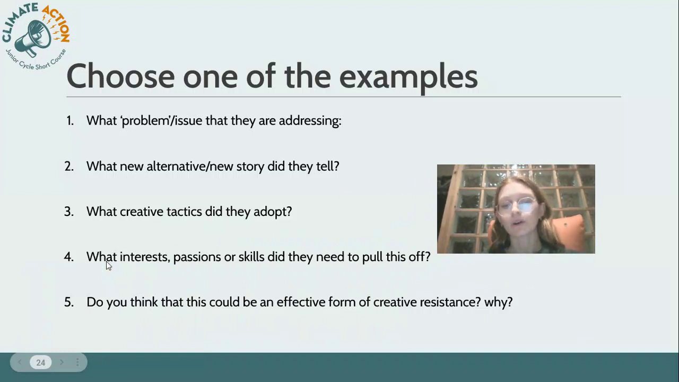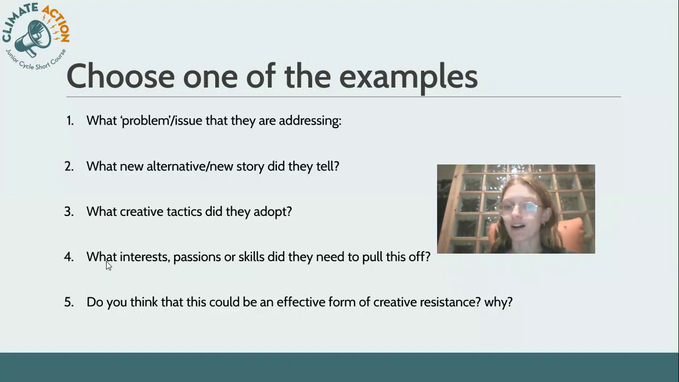So, what is the problem that they're addressing? What new story did the group tell? What creative tactics do they use? What interests, passions, or skills would they need to pull this off?